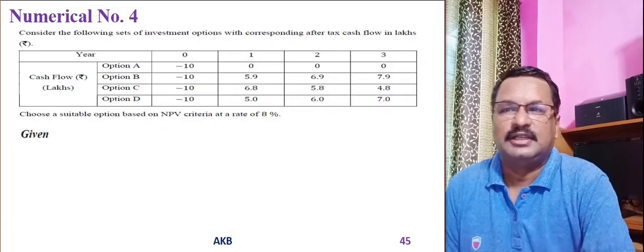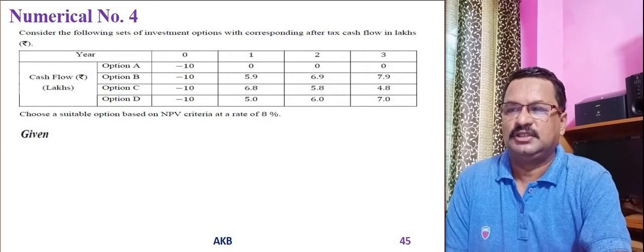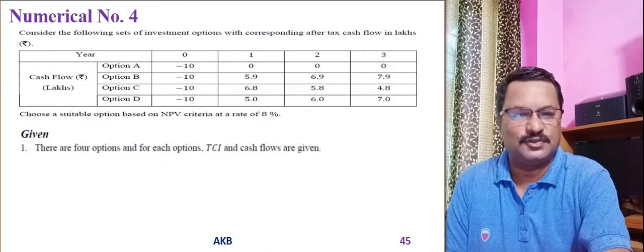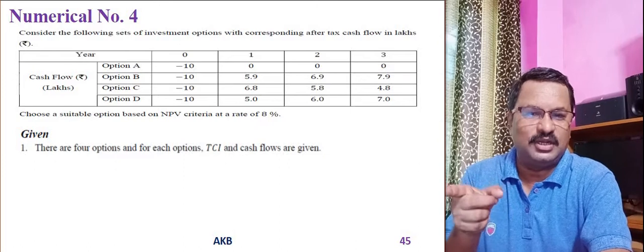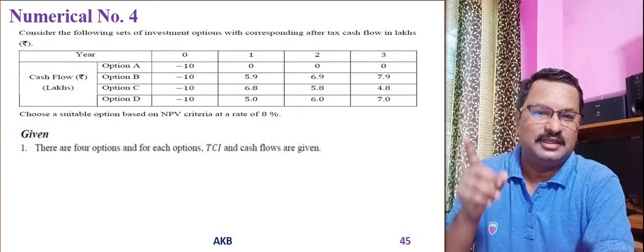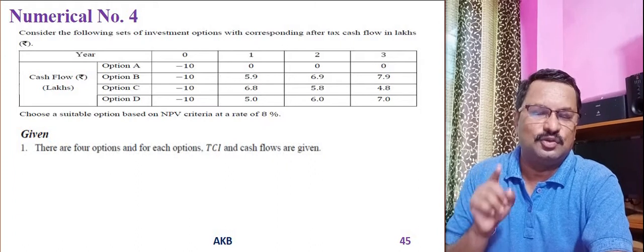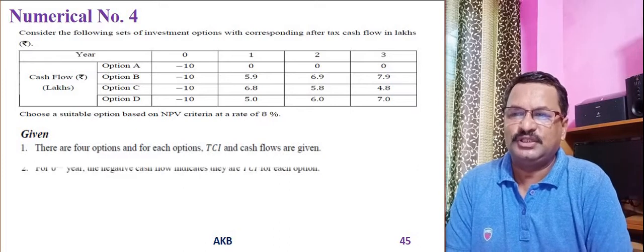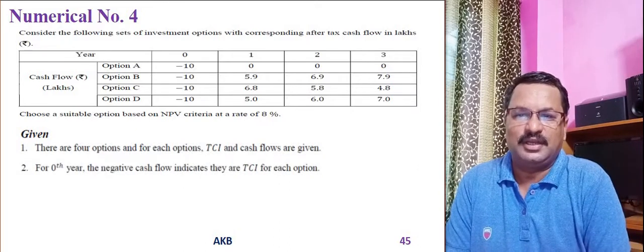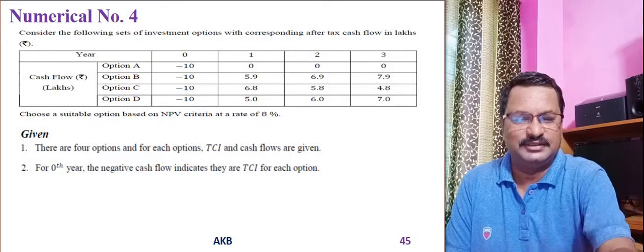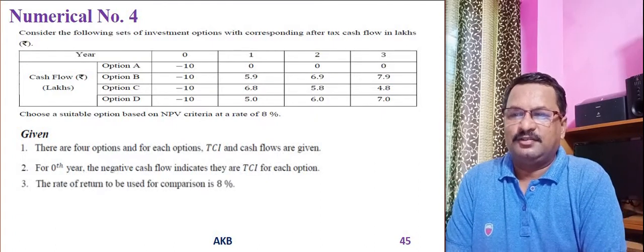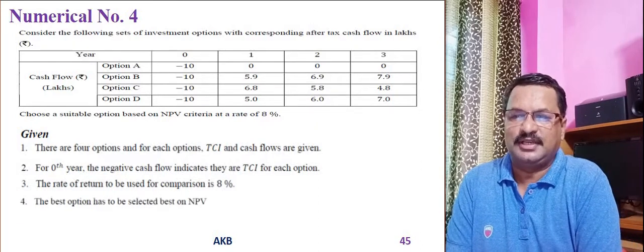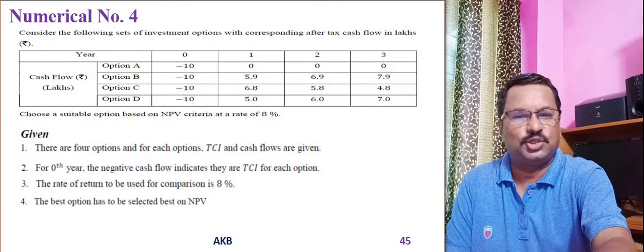First, let us write the given things. So there are 4 options. For each option, total capital investment and cash flows are given. Why are we saying that total capital investment is given? Because for 0th year, they have given a negative cash flow, which is an indication of the total capital investment. I have already discussed it. The rate of return to be used for comparison is 8%. The best option has to be selected and recommended based on the net present value.